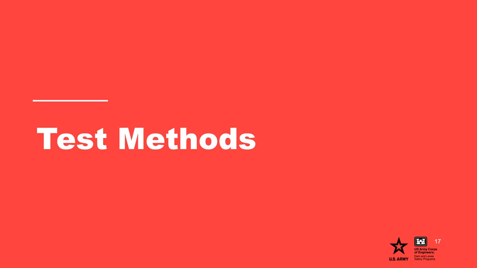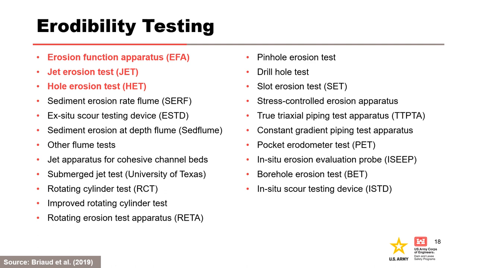Erosion properties of soils can be determined by numerous tests. The listing of tests is from the table of contents of Briaud et al. 2019. The erosion function apparatus, jet erosion test, and hole erosion test highlighted in red are three of the more commonly conducted tests.